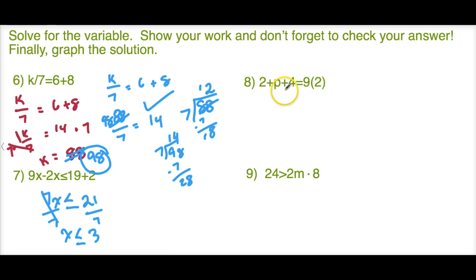Next one is 2 plus p plus 4 equals 9 times 2. So I'm going to combine my like terms of 2 and 4 first. So it's going to be 6 plus p equals 18. I need to subtract p from both sides to balance my equation. And that equals p equaling 12.